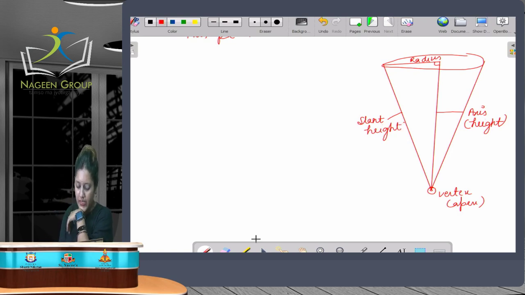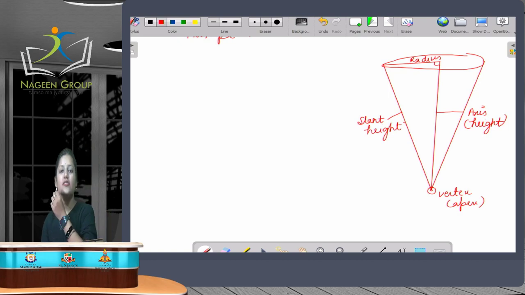Now, the next one is the surface area of a right circular cone. After that we will study the volume. So first of all, let's revise it. Now we are going to our main topic, that is the volume of the right circular cone.